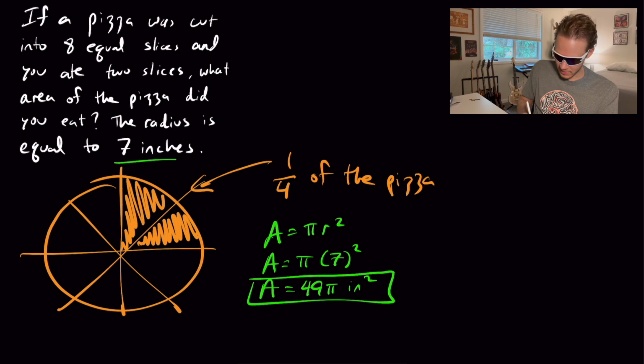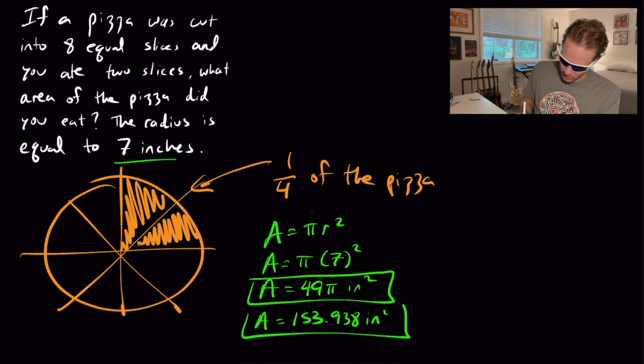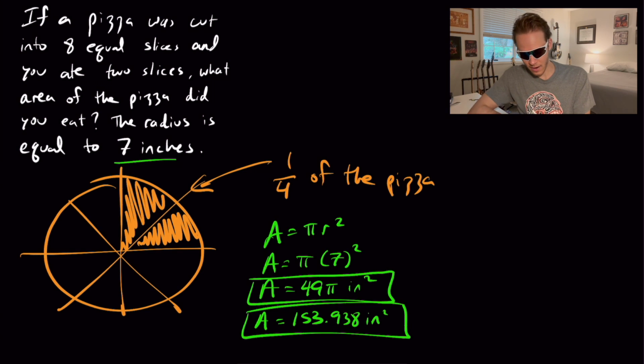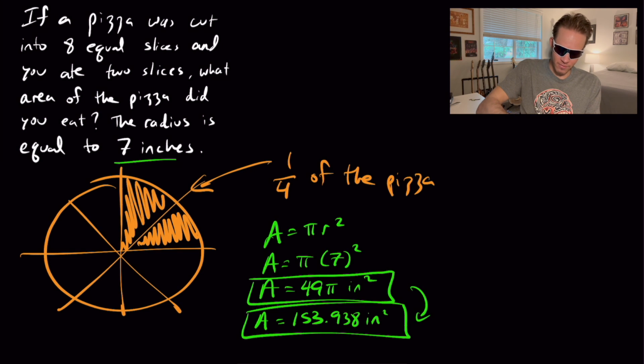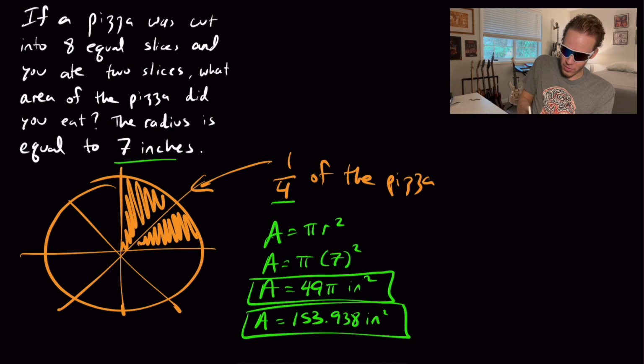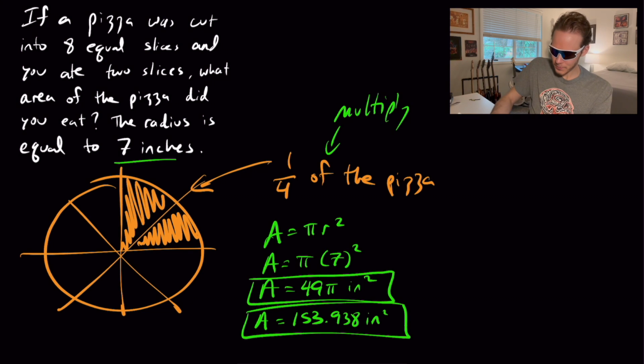Again, that is a totally acceptable answer, but if you wanted to multiply that in, 49 times pi is going to give you 153.938 inches squared. So either of those two values are okay for the area of the entire pizza. But you only ate 1/4 of the entire pizza. So 1/4 of the entire pizza just means, what's the area, and then I'm going to do 1/4 of that. Remember, of means to multiply.